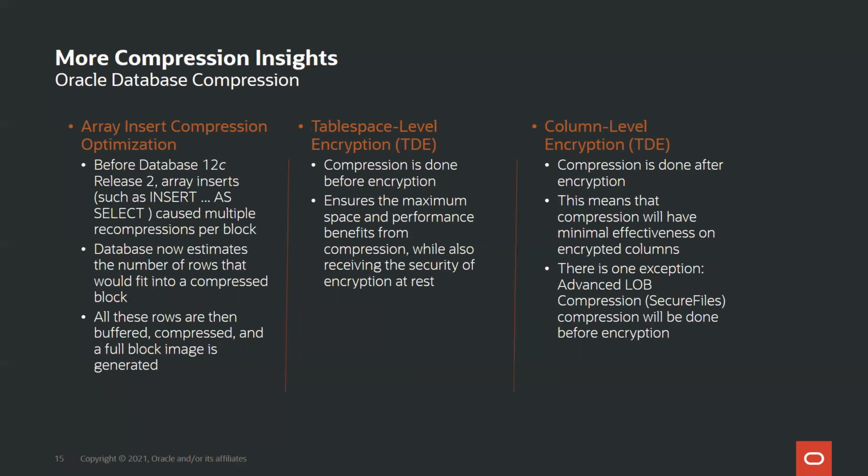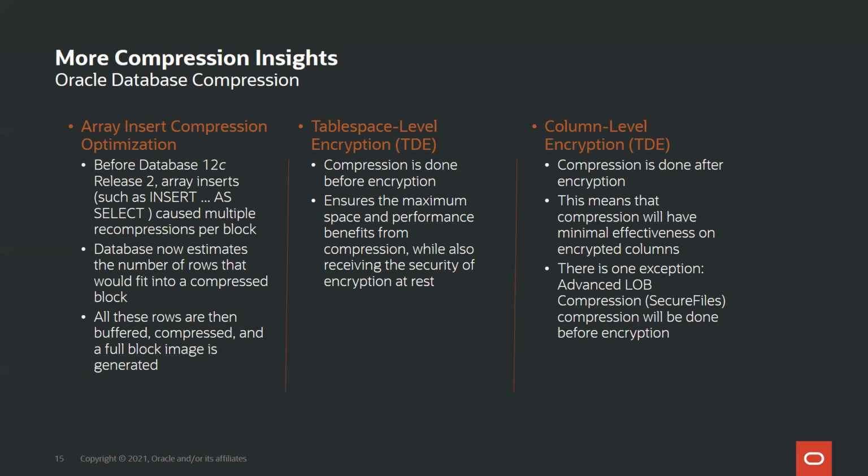Some more compression insights. Array insert compression. Before Oracle Database 12c Release 2, array inserts such as insert as select caused multiple recompressions per block. We have now better optimized that, so the number of rows that would be compressed in a block is computed earlier on, and it's a much more efficient operation. I bring this up to let you know that in Oracle Database 12c Release 2, this is much more efficient than it was in earlier releases. This is nothing you have to do. The database will figure this out itself and do this optimization for you. We are always looking at ways to improve performance, and this is one of the ways we did it.